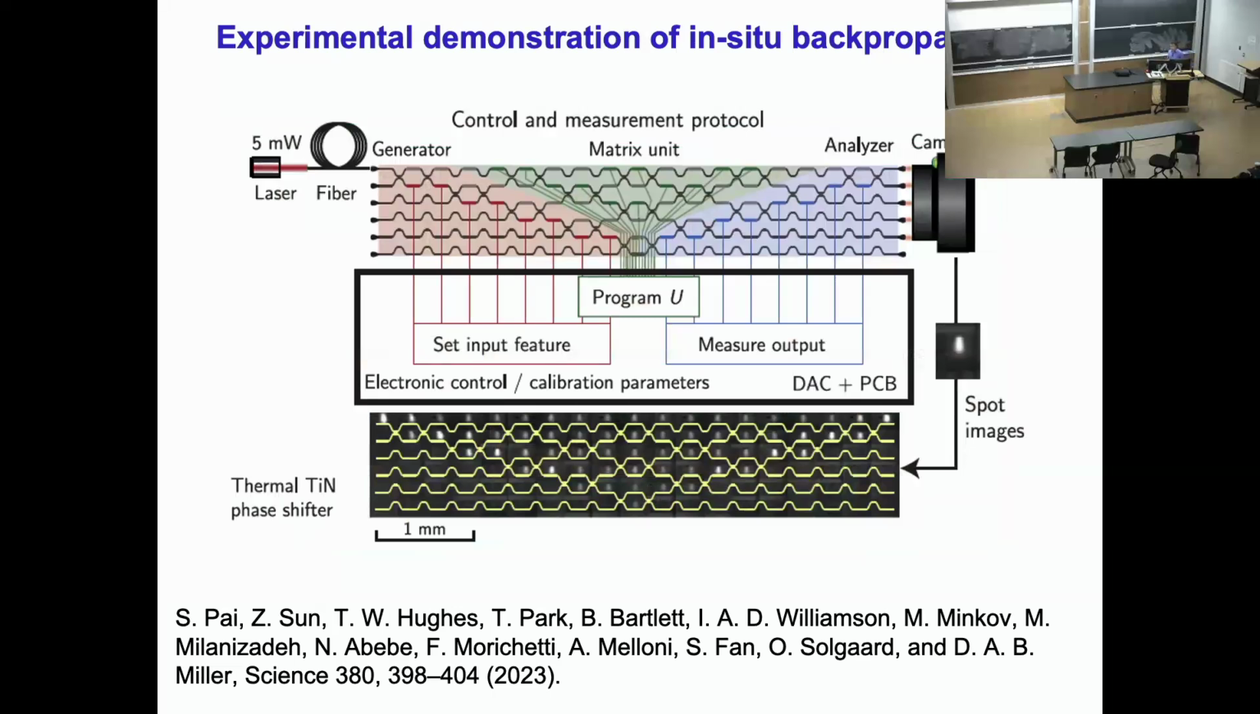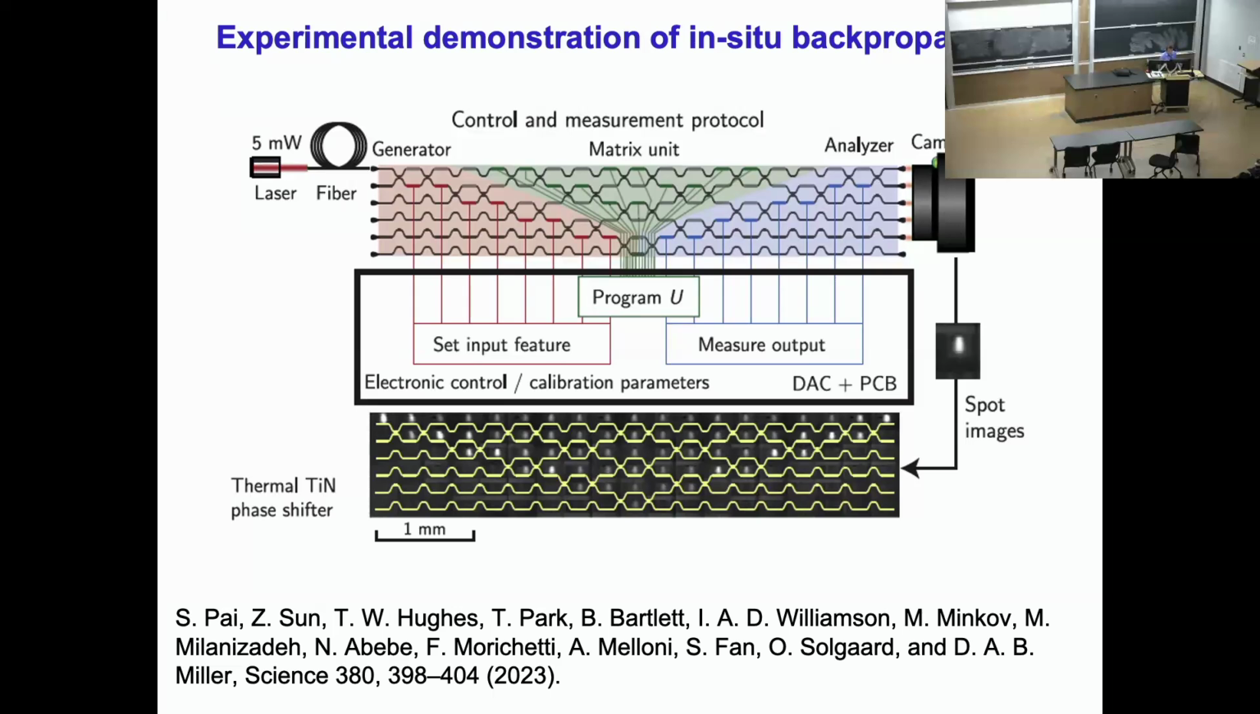In order to do this in situ backpropagation, you would need to do a number of things. You would need to be able to generate arbitrary input. You would need to be able to characterize it so you know the modal content. You need to generate the time reversal of any input. And you will also need to read off the field pattern or the intensity near each of the elements that you would need to compute the gradient on. It turns out that in this waveguide mesh, you can generate, characterize, and time reverse arbitrary input fields.